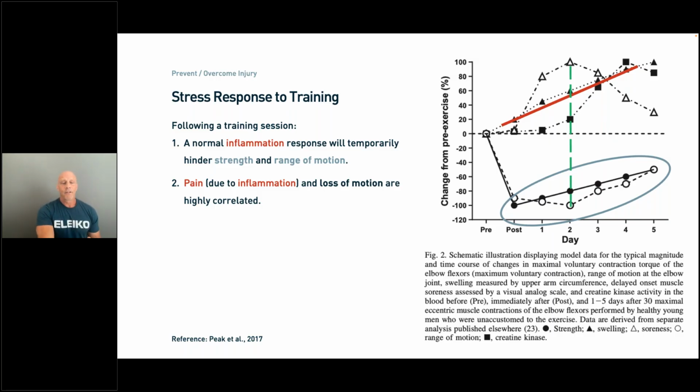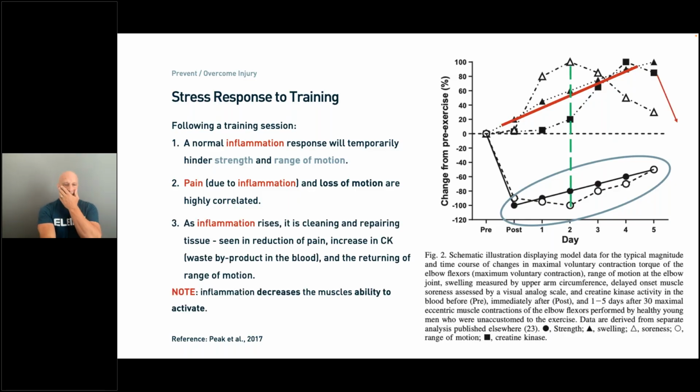That's normal. So in a normal case, as the inflammation rises, it's cleaning and repairing. So you can see everything's starting to reduce. And if this went longer, you would see that they would come back to a baseline or change. So the inflammation is necessary because inflammation brings healing to the body. That's how the body heals, through inflammation. Inflammation decreases the muscle's ability to activate, though. That's why we lose range of motion.